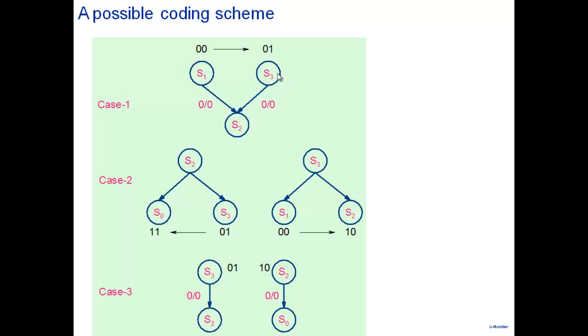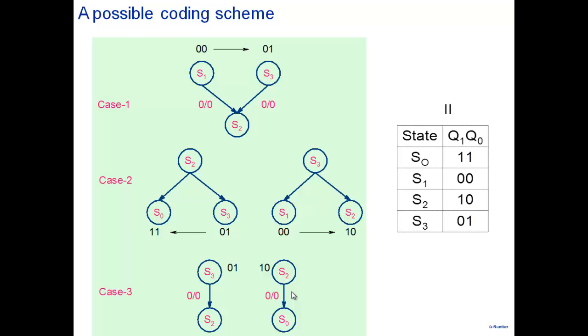Starting with the highest priority here, then this one, and then this particular one. Okay, so this is the encoding scheme that we find here. S0 is 1, 1, S1 is 0, 0, S2 is 1, 0, S3 is 0, 1 here. All right.